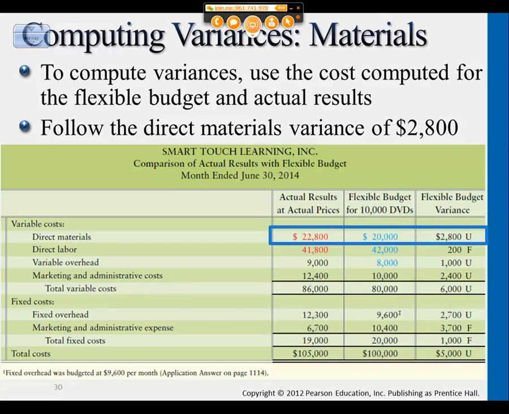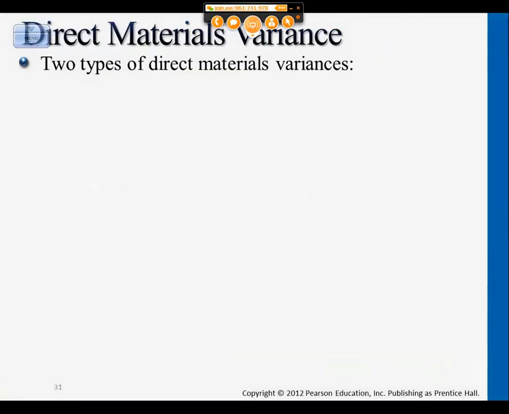So let's see, how do we get this 2,800? $2,800 is the difference between the direct material for actual results at actual prices and the flexible budget for 10,000 DVDs level of output. So flexible budget variance is the difference of the two, and that's 2,800. Why is it unfavorable? My actual numbers are higher than what I predicted, what I estimated before. So that's an example for you how we track where this unfavorable or favorable variance comes from.